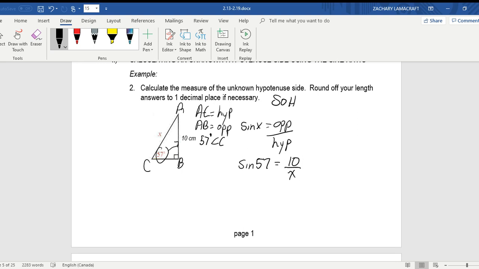We know our first order of business is to figure out what sine 57 is equal to. So it would be 0.8387 is equal to 10 over x. From here, just like we did on the other side, we need this x to be on top, or on the other side. So to do this, we have to multiply by 0.8387. So it would look like 0.8387 times x is equal to 10.